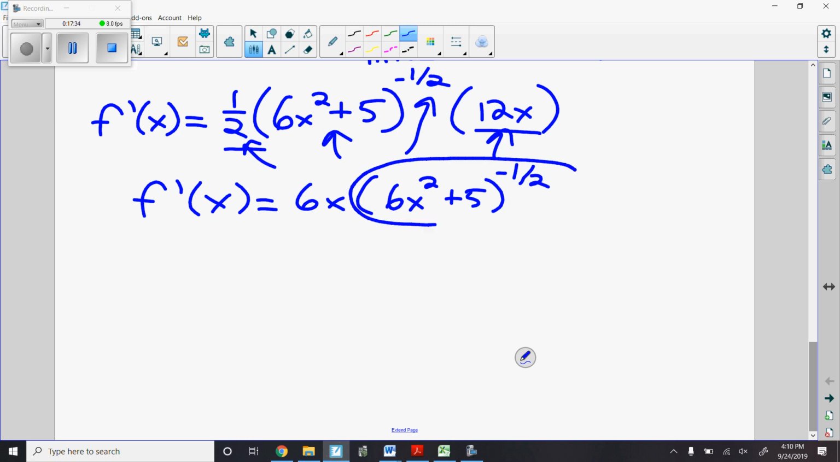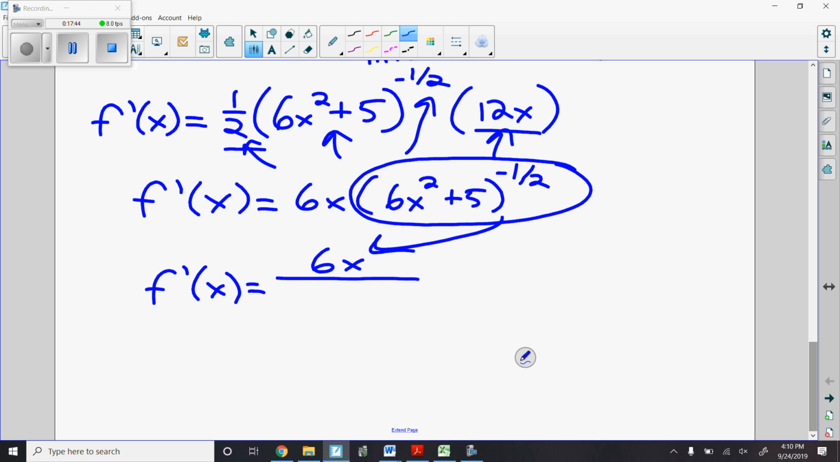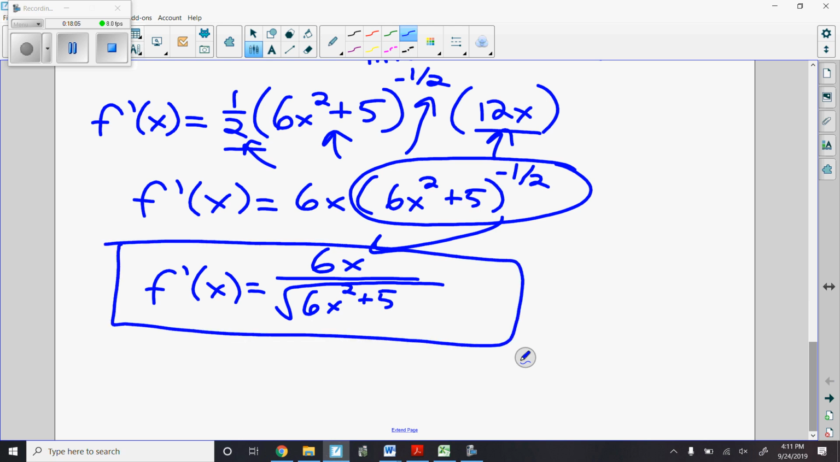But I don't like leaving negative powers, so I'm going to drop this down to the denominator and say f prime of x equals 6x over. Now it's going to be 6x squared plus 5 to the positive 1/2 power, which I know means a square root. So it's going to look something like that. Okay. I cannot cancel anything here because all that stuff in the bottom is tied into the square root. Wouldn't be able to anyways. But there's our derivative. Okay.